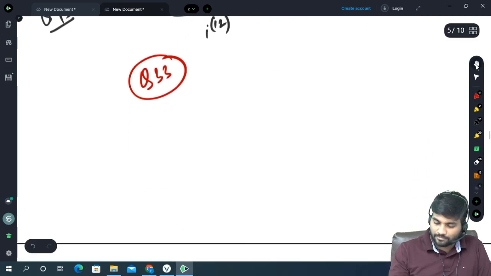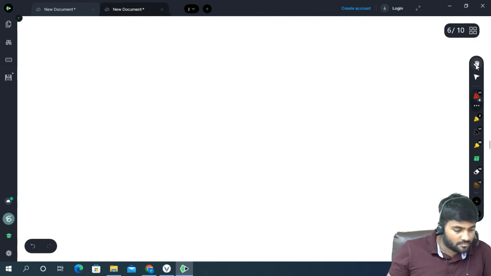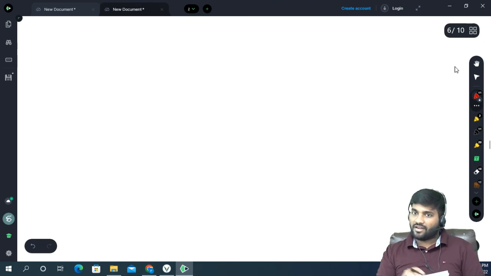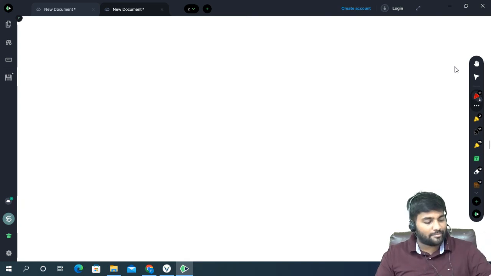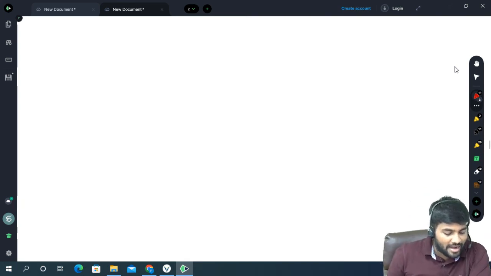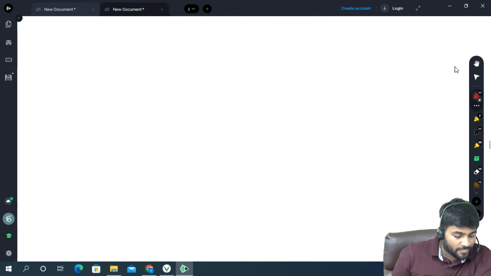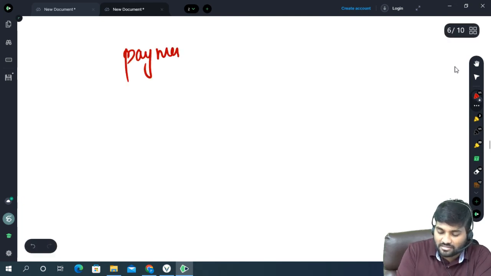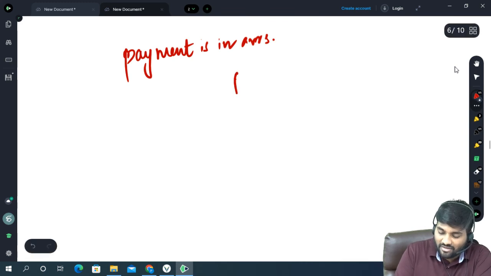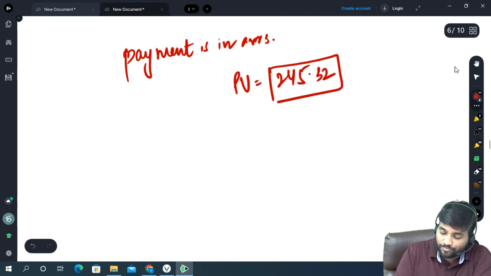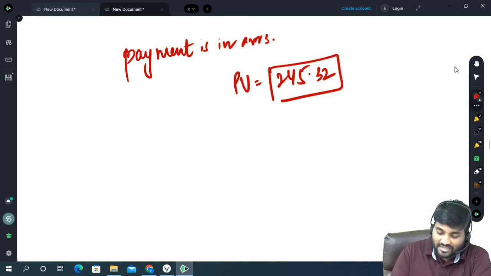Question number 33. A series of payments of 1 at time 1, 4 at time 2, 9 at time 3, and so on up to 100 at time 10 has a present value of 245. So basically, they are saying that the payment is in arrears, and they have given us the present value 245.32, evaluated at effective interest rate 6%.